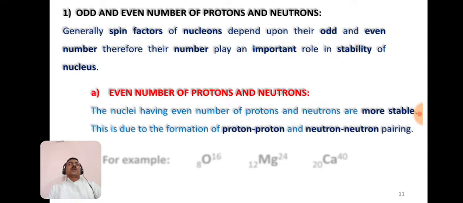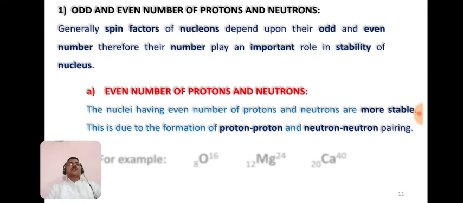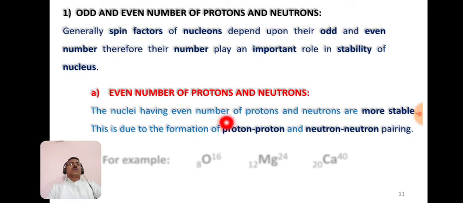Now let's see when even number of protons and neutrons are present. So here when the nuclei have an even number of protons and an even number of neutrons, then such nuclei are found to be more stable, and it is because of the fact that there is the formation of proton and neutron pairing, and due to this proton and neutron pairing, such nuclei are more stable.